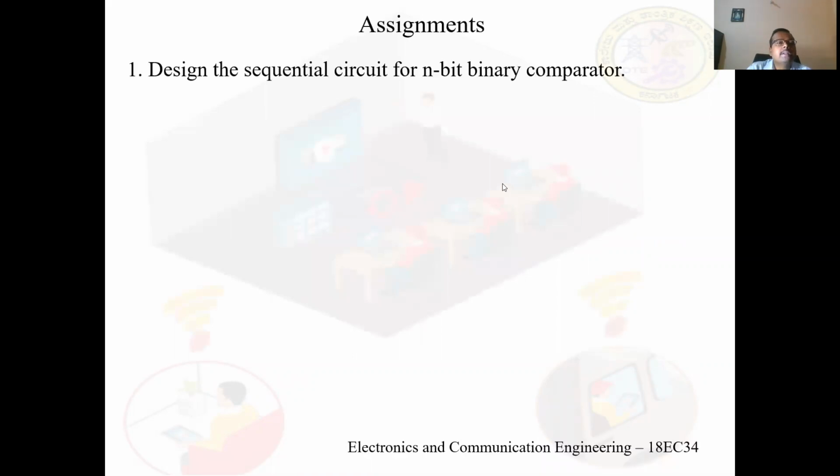As an assignment, design the sequential circuit for an n-bit binary comparator. Thank you.